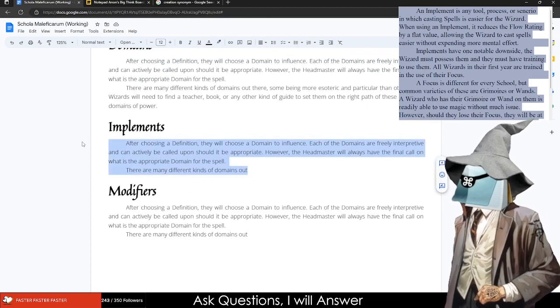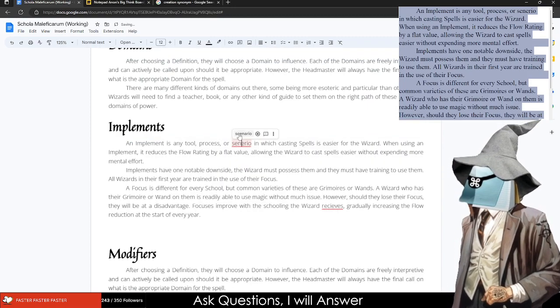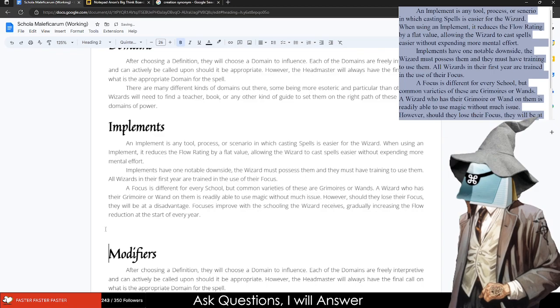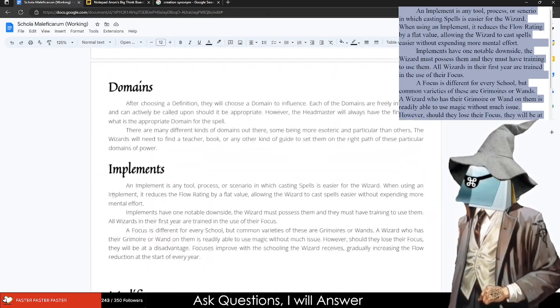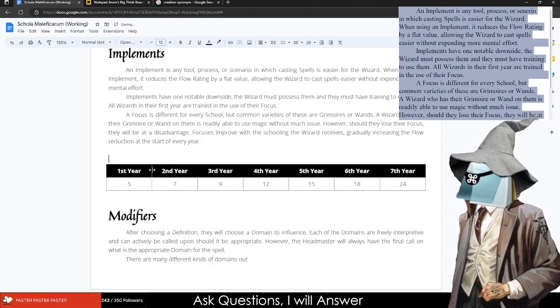Because one of the ideas I want to get across is, yes, implements are useful and they make casting magic a lot easier. The problem is that they make casting magic so much easier that you're going to be seeing it more as a crutch.